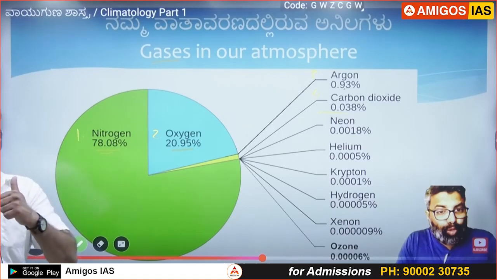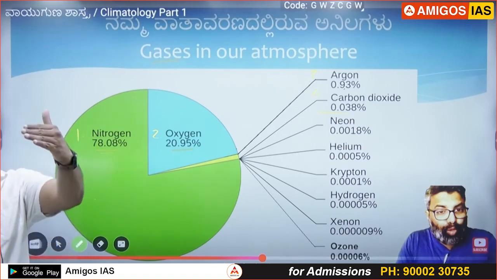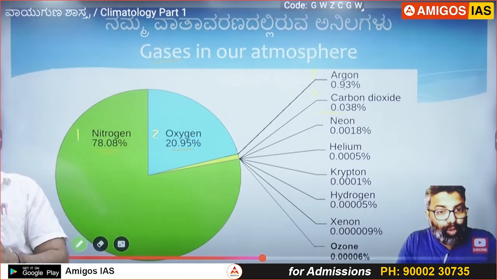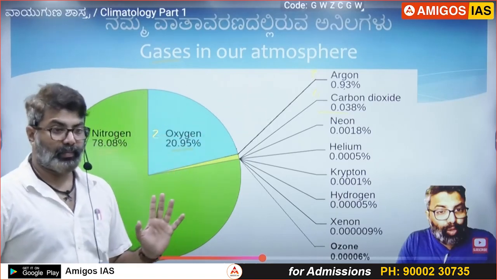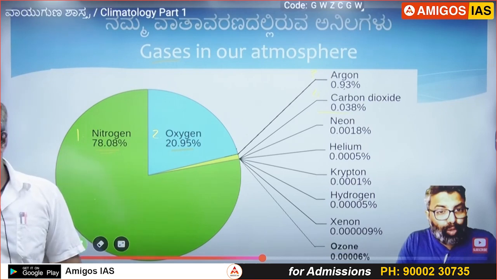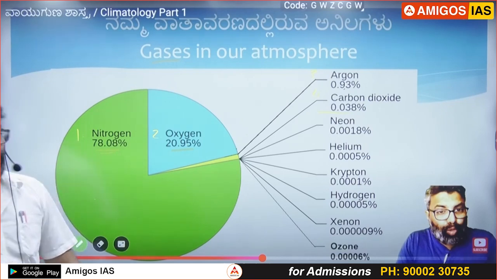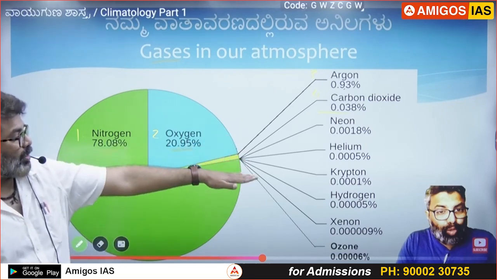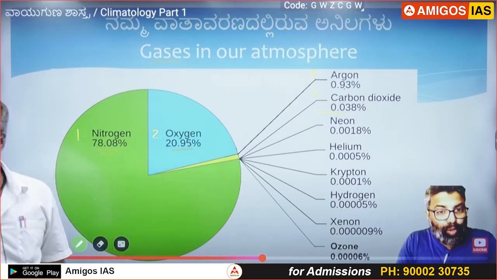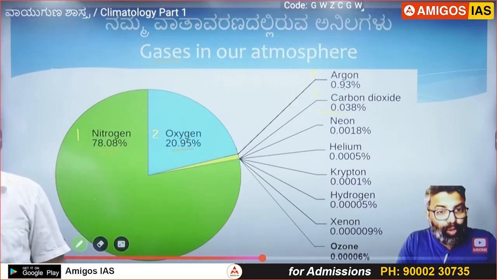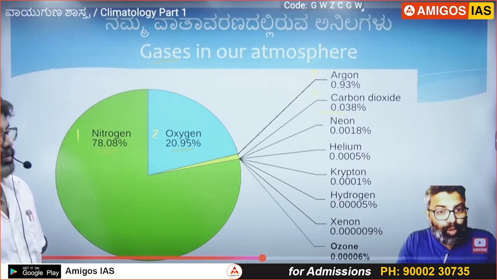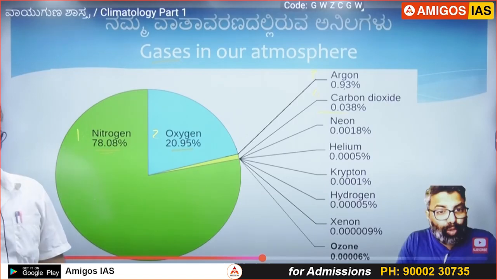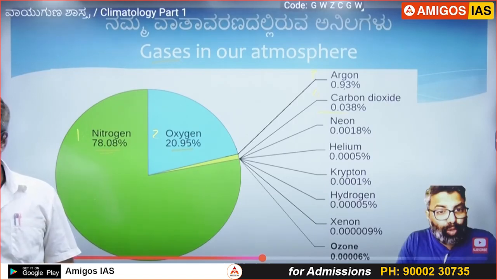The first 4 gases they have asked to arrange in descending order. Descending is highest to lowest. First is nitrogen, then oxygen, argon, carbon dioxide. After that, you don't have to worry about the order. You just remember neon, helium, krypton, hydrogen, xenon, ozone are the other gases in the atmosphere. Is the list clear? Okay. So in one exam they asked, what percent of our gases is argon?